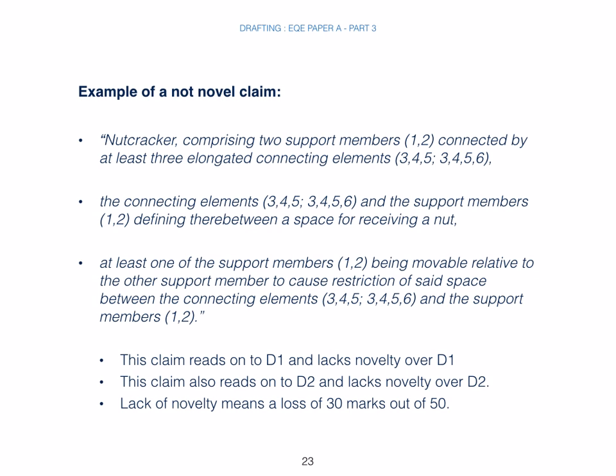You will notice, if you compare it with D2, that the claim lacks novelty over D2, and a lack of novelty like this is going to mean a loss of 30 marks out of 50, so you get only 20 marks for your claim, which means that you're on your way to failing the EQE. Note, however, that this not novel claim is a generic claim that covers the client's embodiments. It covers all of the client's embodiments, and it covers also both prior art documents.